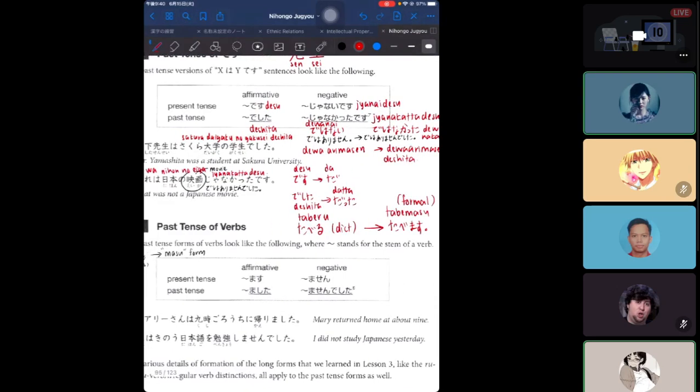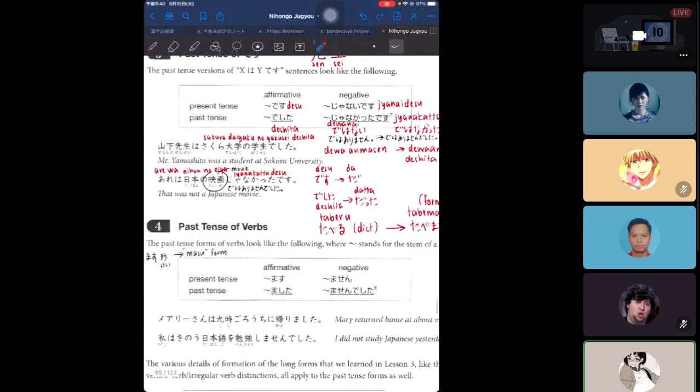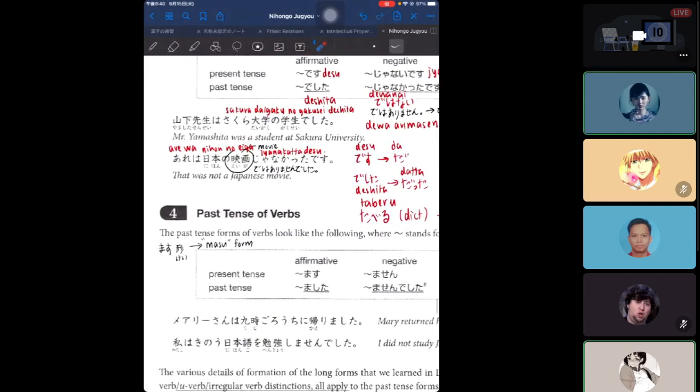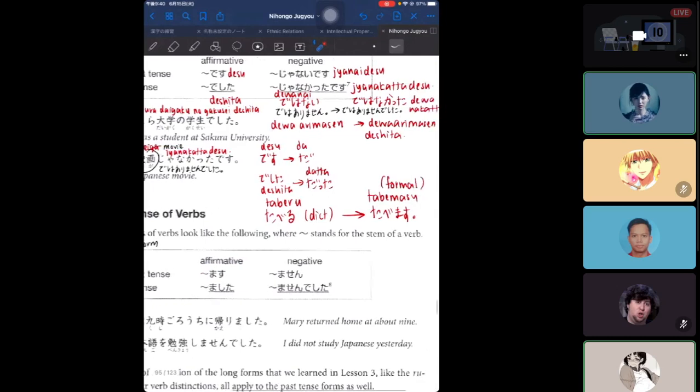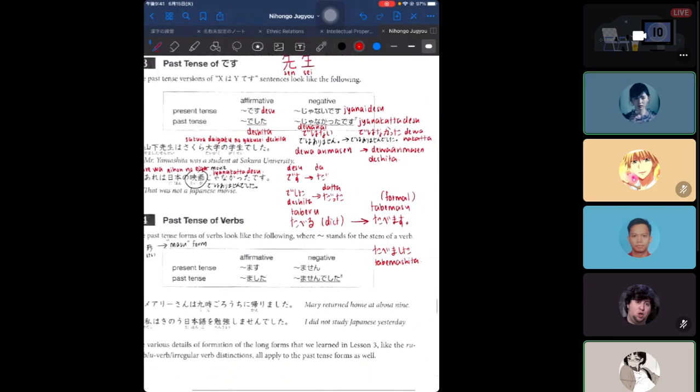For this grammar, we are learning how to change this masu form into a past tense form. The first one is the affirmative. We have the normal one, masu, and for the past tense, you just change it to mashita. So for tabemasu, the past tense becomes tabemashita. I ate. Tabemashita. That is for the affirmative.